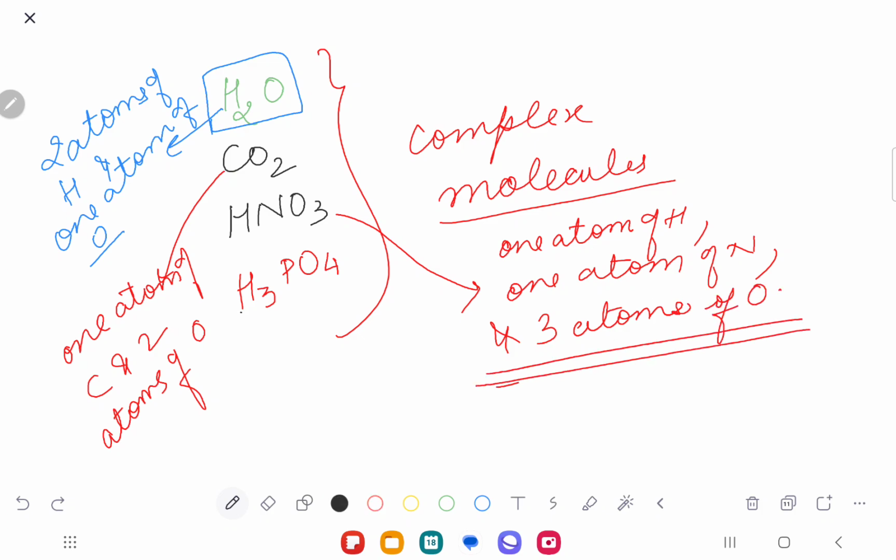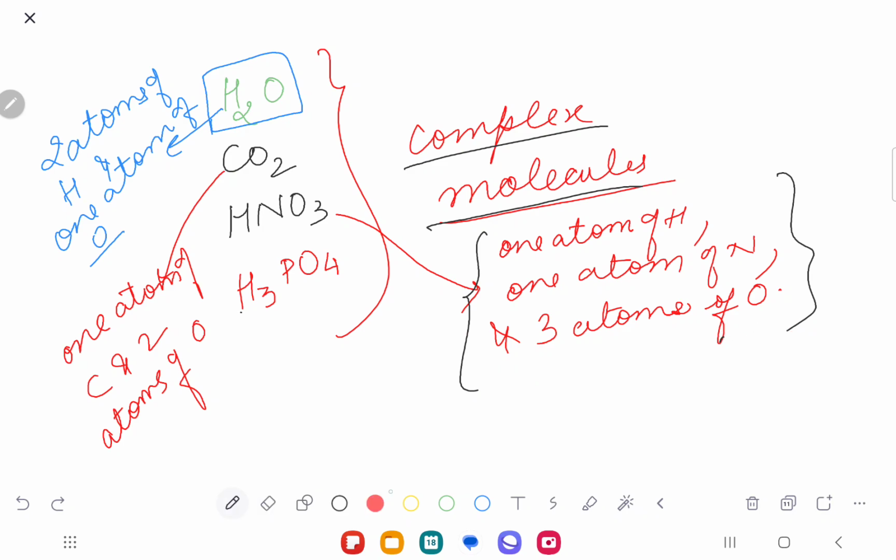Are you understanding my point? Yes. So that is the concept. When we are talking about one atom of hydrogen, one atom of nitrogen, and three atoms of oxygen, they are called different atoms. They join to form a molecule, and this is called a complex molecule. Are you understanding my point? Okay, that is the concept.